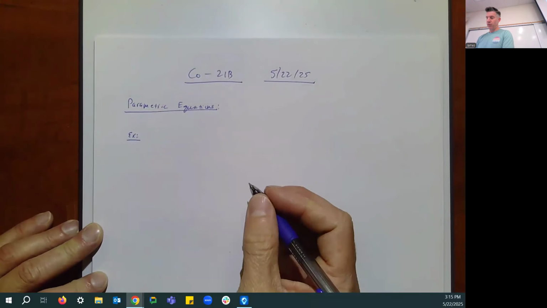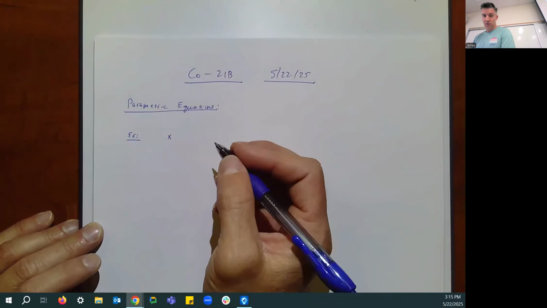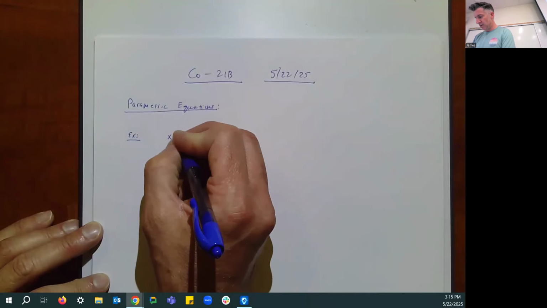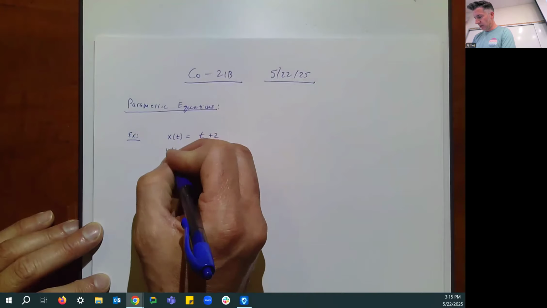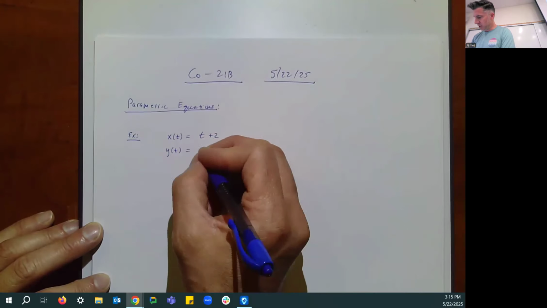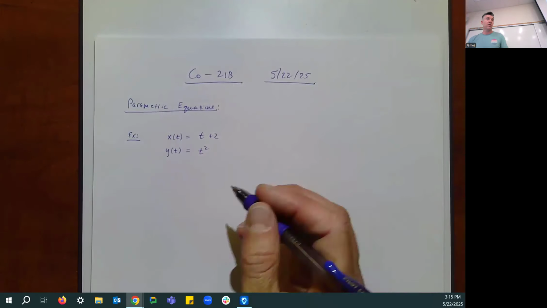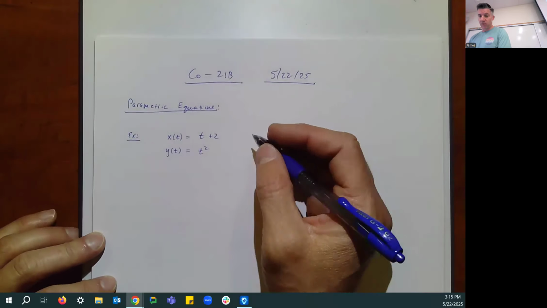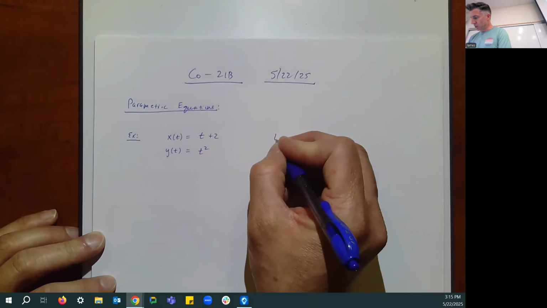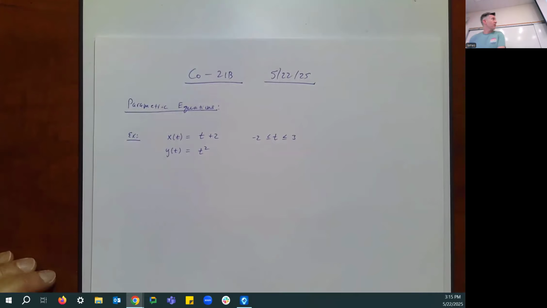So we're going to be given the parameterization x, or I like to write x of t, equals t plus 2, and y of t is equal to t squared. And typically, when you're given a parameterization, you're also given some sort of domain, because we often want this thing only on a limited interval. So here we're going to say t is between -2 and +3. And we're going to graph it.